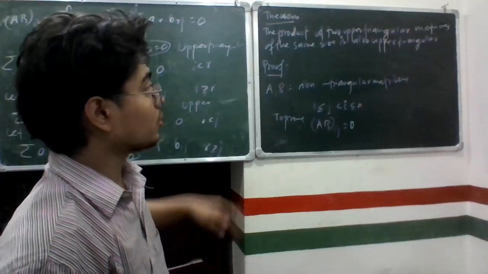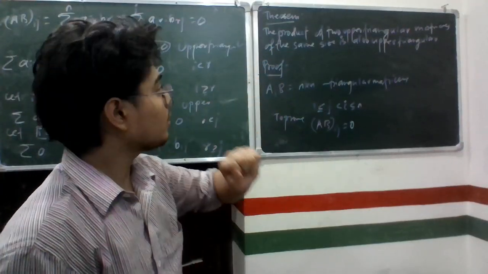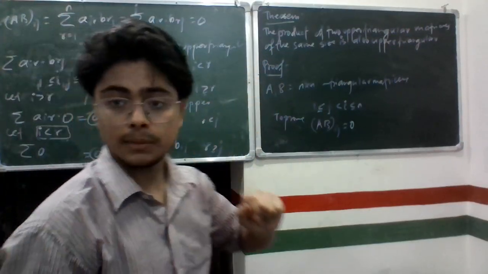The theorem says the product of two upper triangular matrices of the same size is also an upper triangular matrix. Okay, so we have two upper triangular matrices. Wait a second. Let me check the theorem.